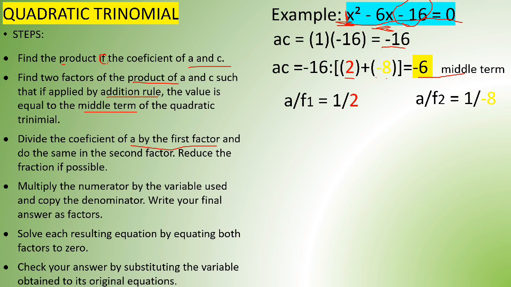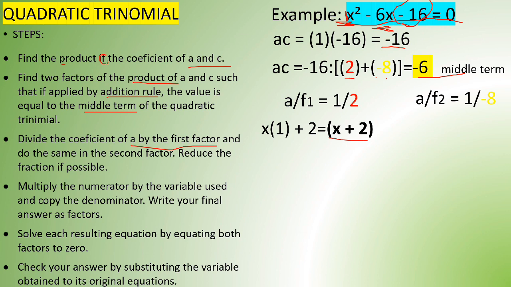And then, the same thing with factor 2, which is negative 8. A over factor 2 is equal to 1 over negative 8. Then, pagkatapos nun ay i-multiply natin si variable na ginamit, which is x, sa numerator, and then add natin sa denominator. So, x times 1 plus 2. So, isusulat na natin to as factor. So, x times 1 is x plus 2. Ito na ang first factor natin.